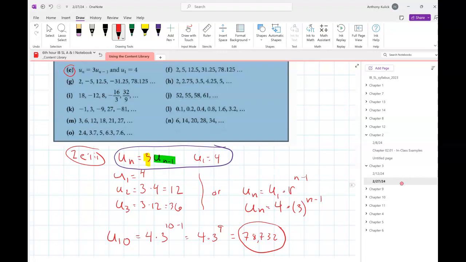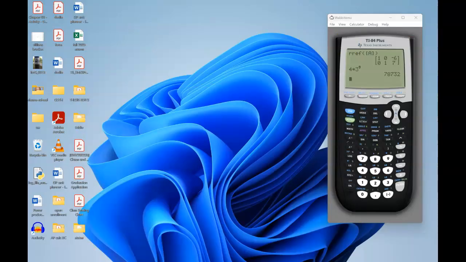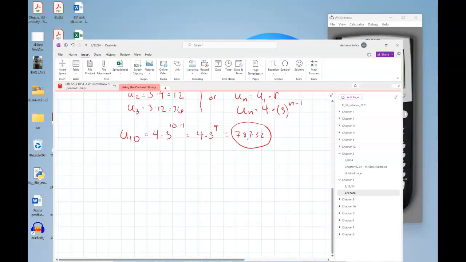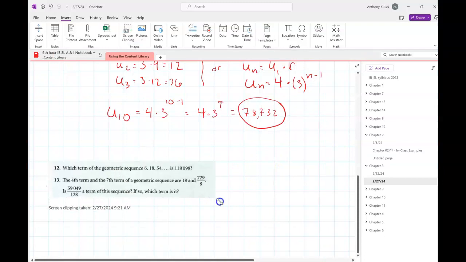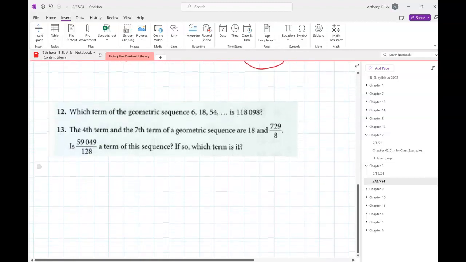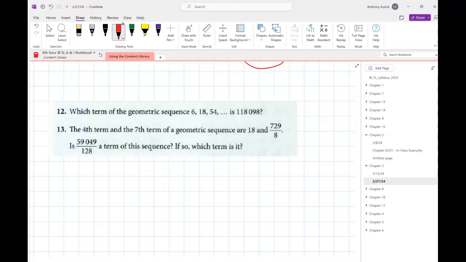Who's up next? Do you have more? Isaac, you got one? 13 or 12 on 3.3. Probably can do both. Okay. Which term of a geometric sequence that starts 6, 18, 54 is 118,098? Okay.